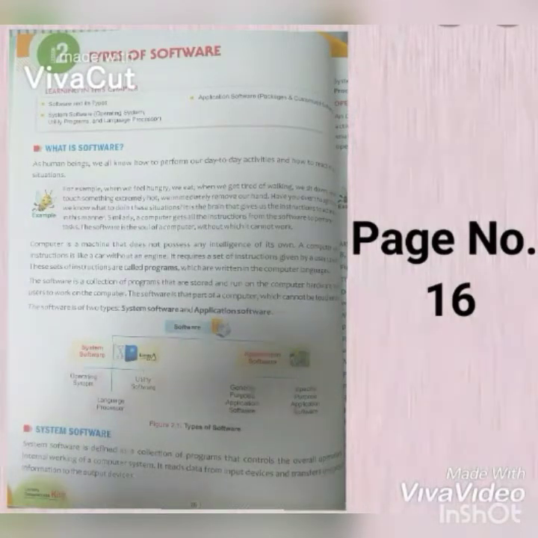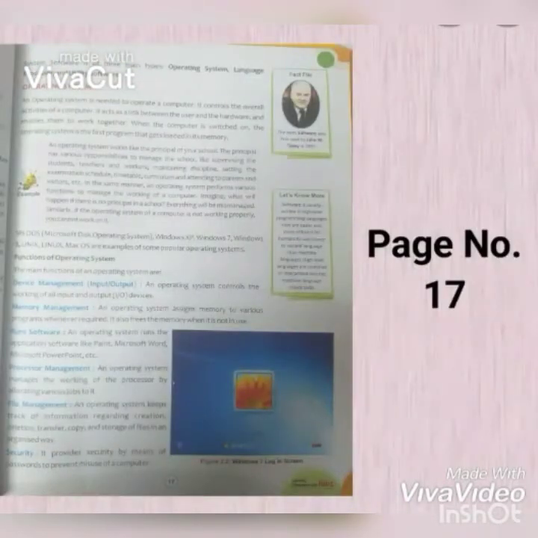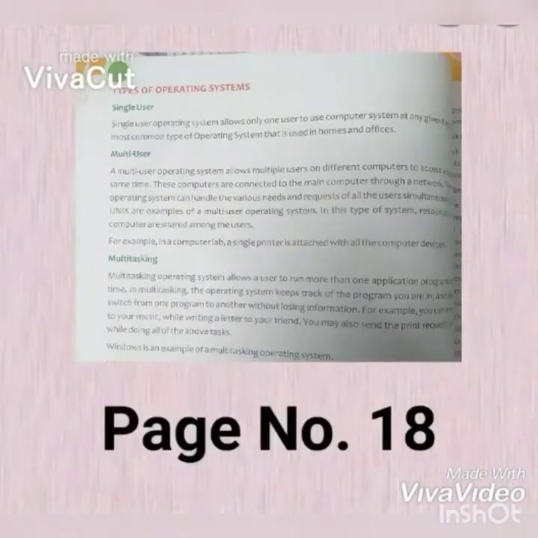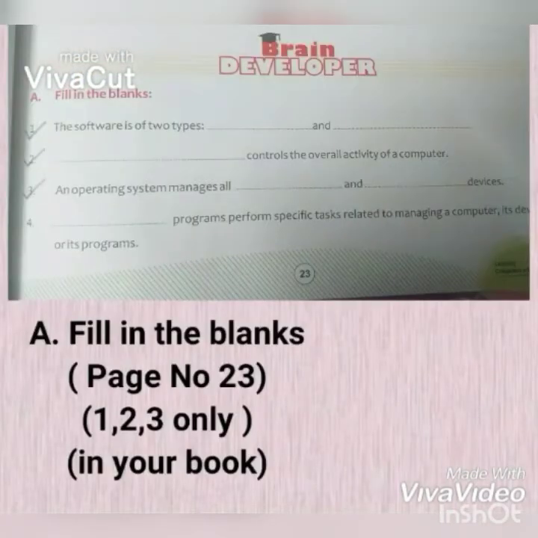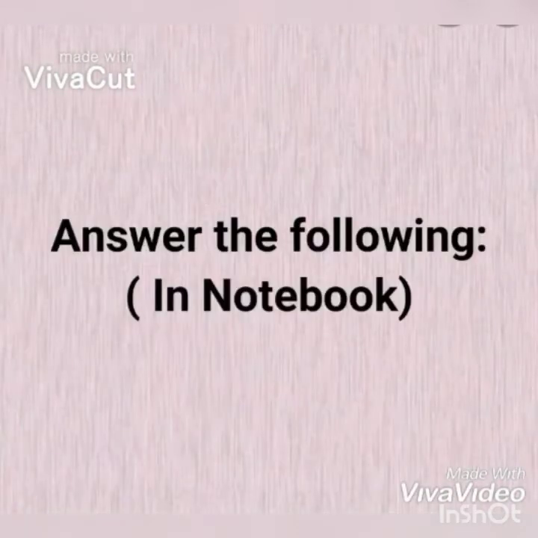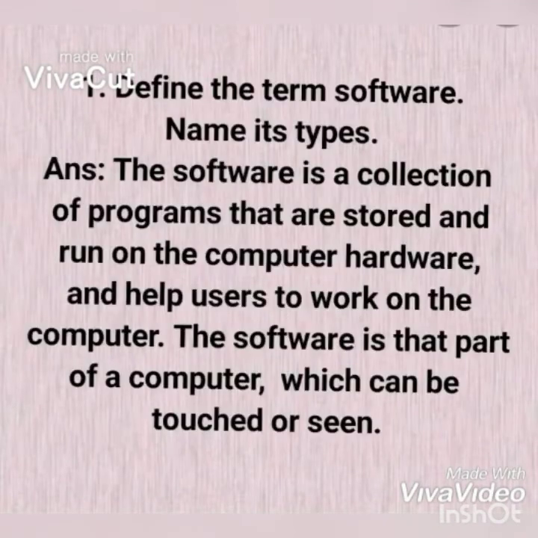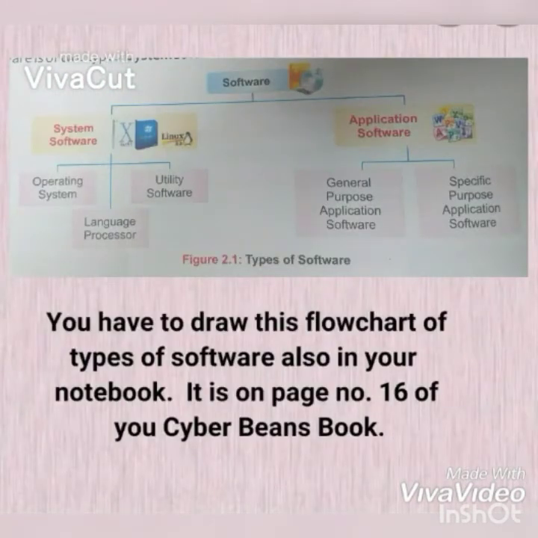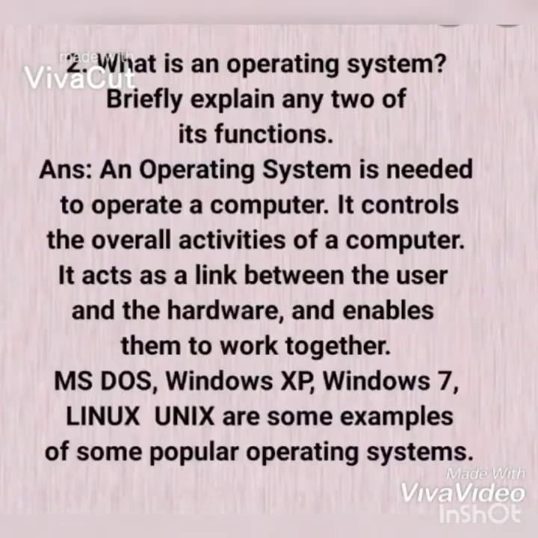Today we discussed page number 16, 17 and 18 of your Cyberbrains book. Children, your homework for today is that you have to do fill in the blanks part 1, 2 and 3 on page number 23 and multiple choice question part 2 on page number 25 in your book only, and you have to answer the following in your notebooks. First question is define the term software, name its type. Answer is on page number 16 and you have to draw this flowchart also.